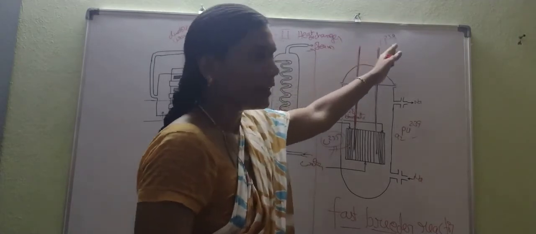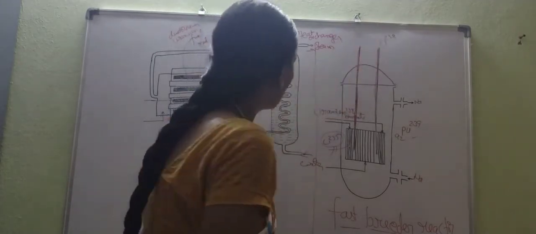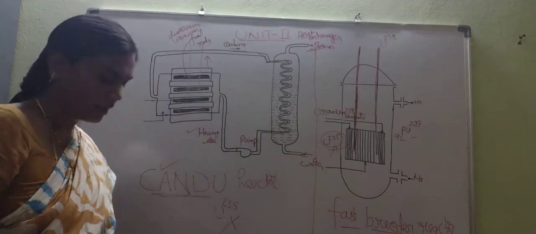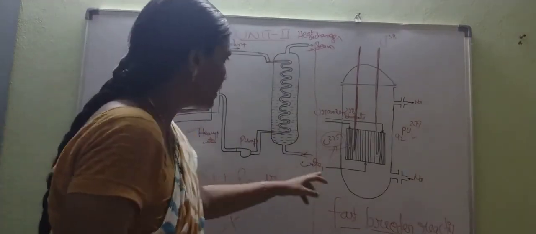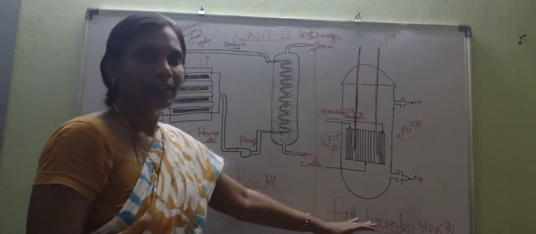Here the control rods are cadmium or boron. Those are the basic differences between the CANDU reactor and the fast breeder reactor.